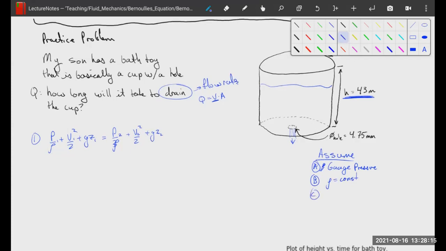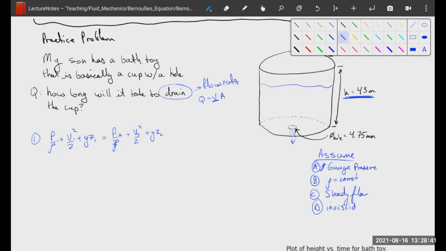C, we're talking about steady flow here. And D, inviscid flow. And all of these assumptions are necessary in order to use Bernoulli's. And it's important we state these assumptions explicitly, because you and I know, or you will know by the time you're done with this section of the course, that these assumptions are implicit whenever you use Bernoulli's.